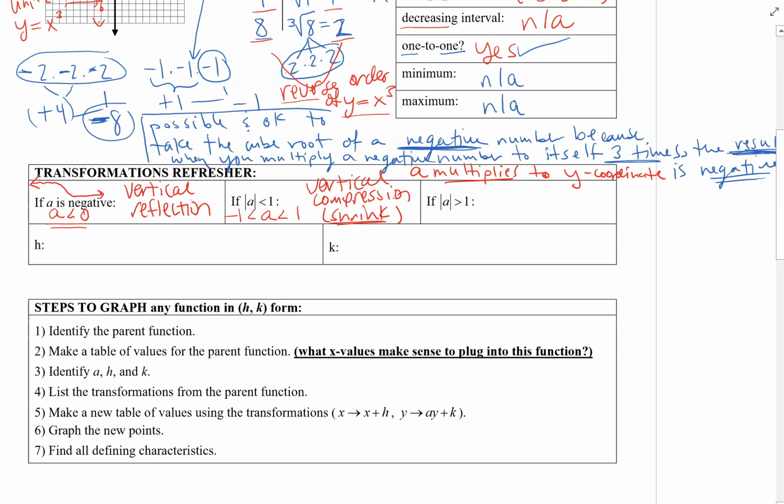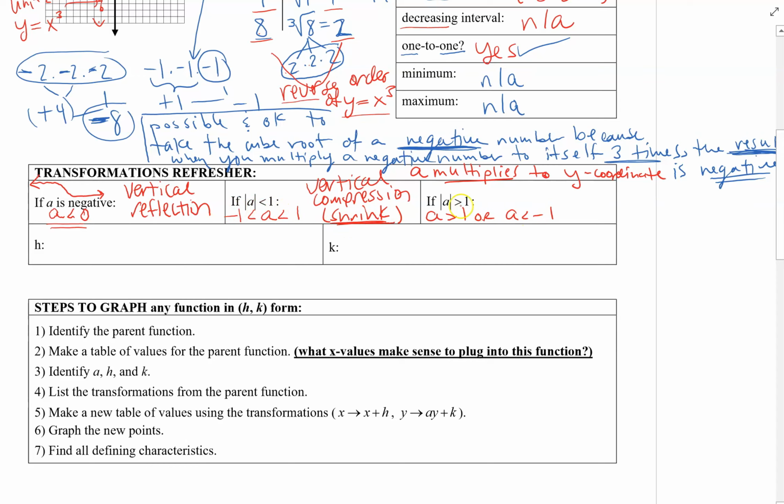And then on the other hand, if the absolute value of a is greater than 1, that means that a is either greater than 1 or less than -1. Because if I absolute valued a number less than -1, like -3, for example, it would become +3, which is now greater than 1. So remember, the sign doesn't shrink or compress. The sign will reflect it. If a is negative, it reflects it. But if a is some number between -1 and 1, that's what shrinks it.